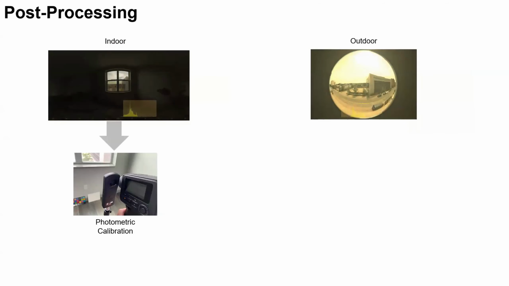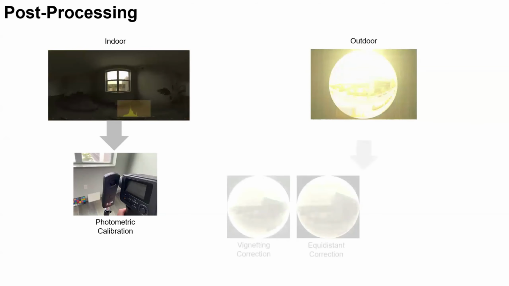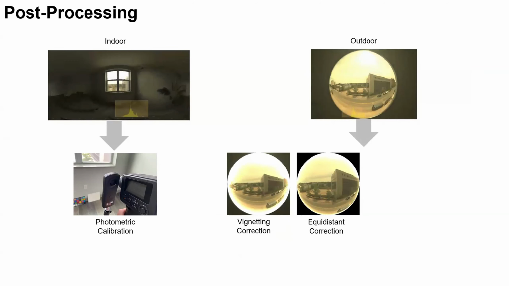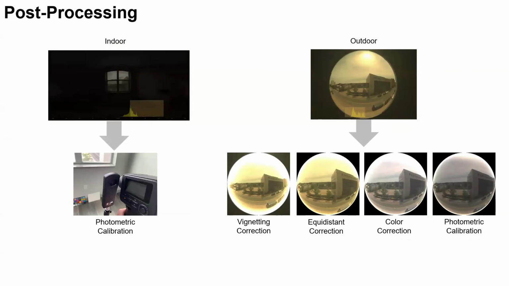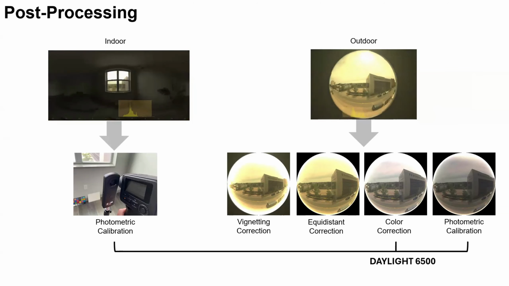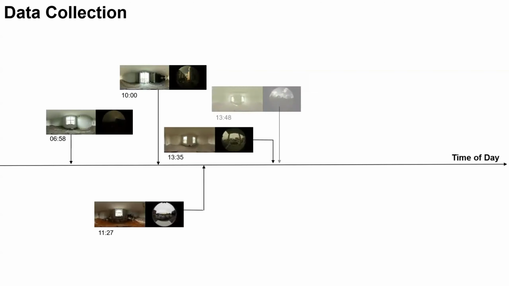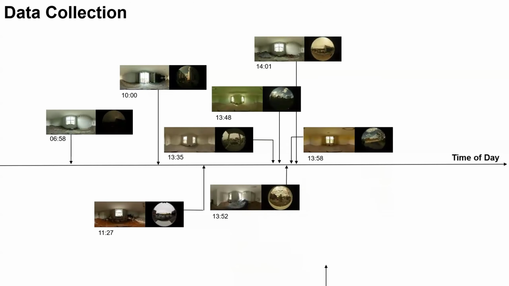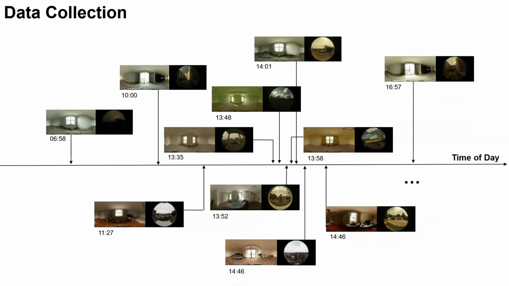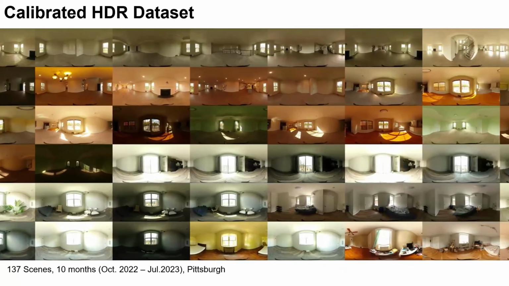For post-processing steps, for the indoor panorama, we use per-pixel calibration. And then for outdoor images, we need a vignetting correction and equidistant correction, plus color correction and also photometric calibration, as I mentioned earlier. All the photos are captured with daylight 6500. Using this approach, I went to different homes during the daytime and captured paired indoor and outdoor images and repeated this process. Overall, I captured 137 scenes within 10 months, and all the data is from the Pittsburgh region.